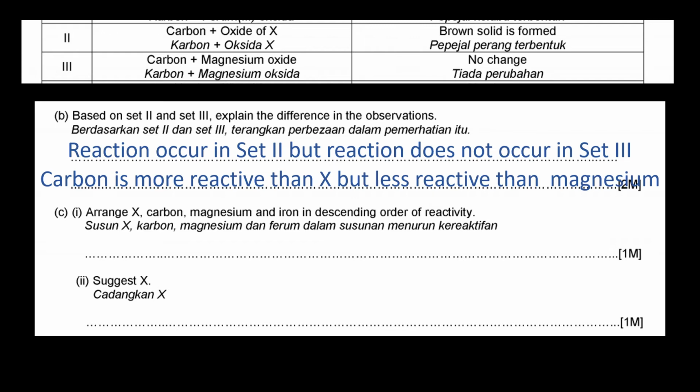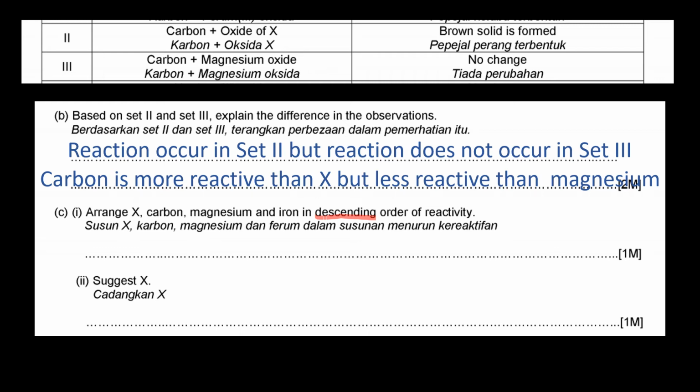Arrange X, carbon, magnesium and iron in descending order of reactivity. How do you arrange? Based on set 2, carbon and oxide of X, carbon can displace X from its oxide. So carbon is more reactive than X. And set 3, carbon and magnesium oxide, no reaction, means carbon cannot displace magnesium from magnesium oxide. Carbon is less reactive than magnesium.